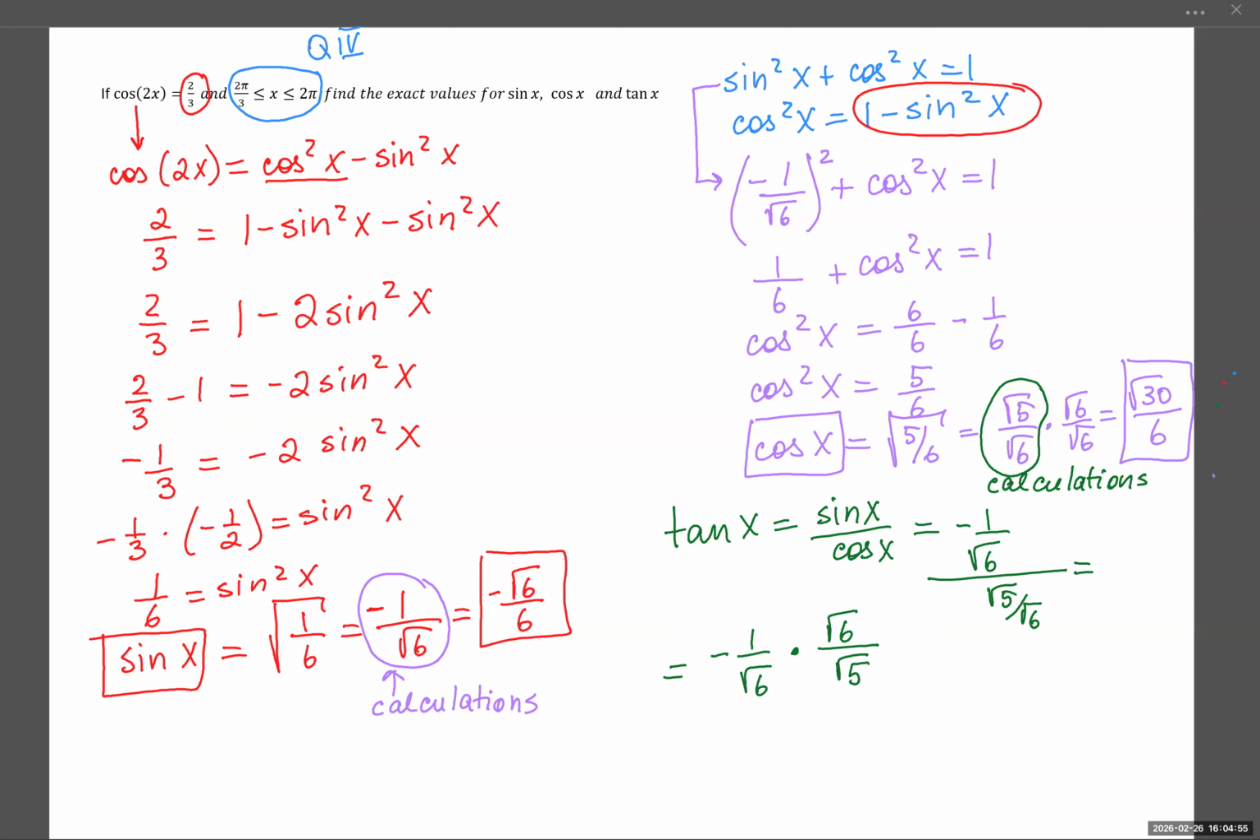The square root of 6 on the top and the square root of 6 on the bottom will cancel each other out. And what you're left with is negative 1 over the square root of 5. You do need to rationalize it. Multiply both top and bottom by the square root of 5. So this is negative square root of 5 over 5. So for tangent x, that would be your final answer.